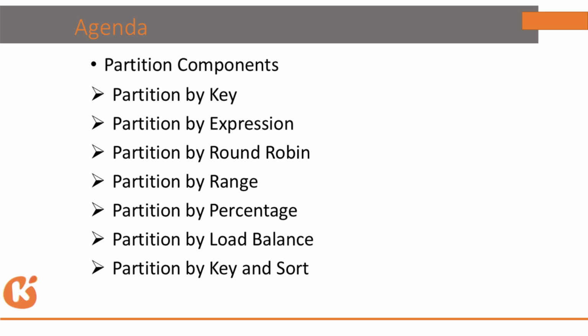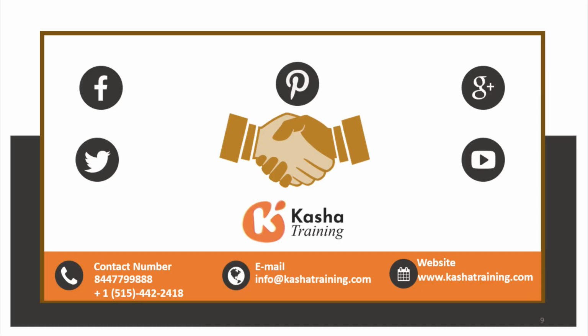And then partition by key and sort will partition the data based on the key, and then sort the data based on the key value. So it does both functions. It is a subgraph created by Ab Initio which does partition by key followed by a sort function. Any questions for today? These are the different partition components that we have.